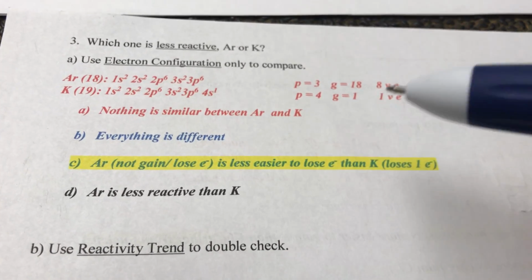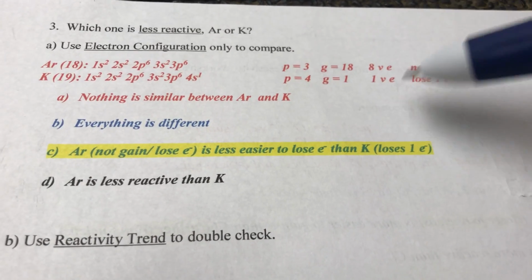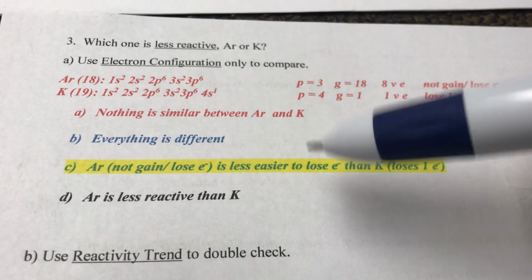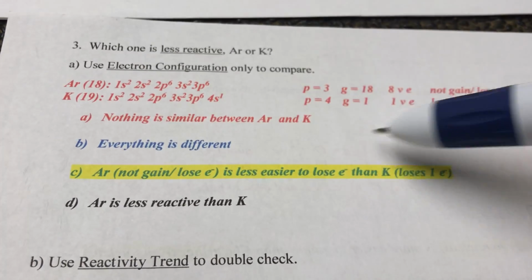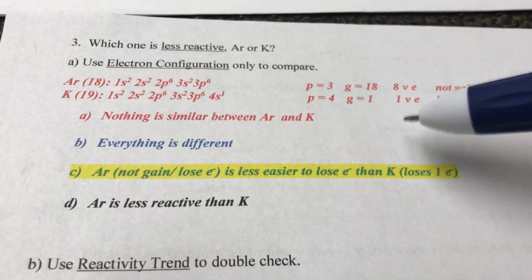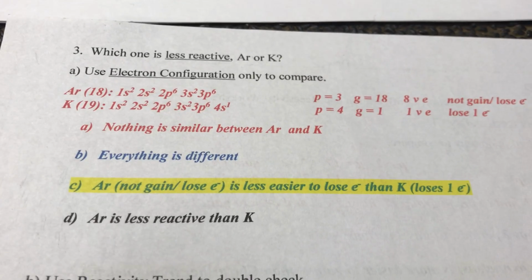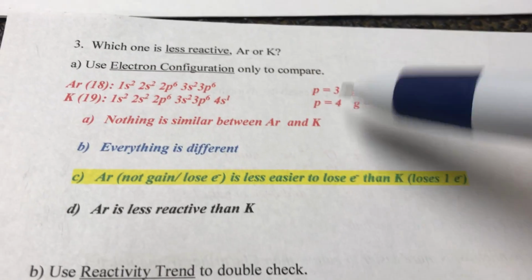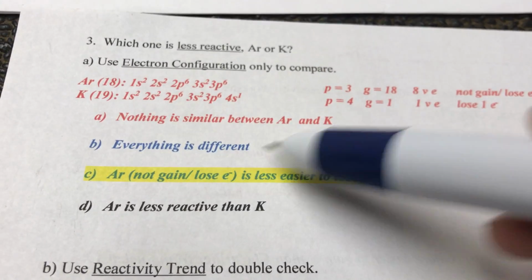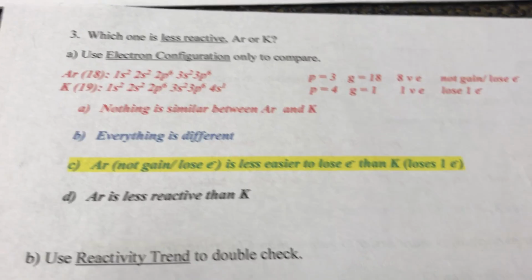Now part A, we're supposed to write something similar, but here you look it up, nothing is similar between Ar and K. We don't use the word both because we don't have anything similar. Because we don't use the word both, we don't use the word but. So part B, everything is different. Nothing is similar.